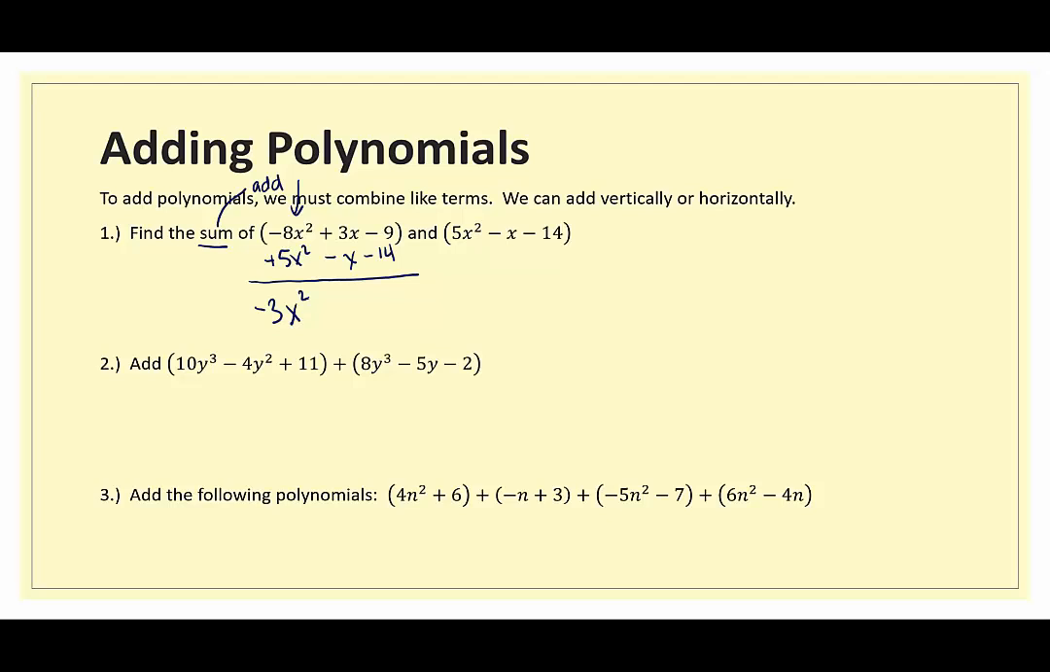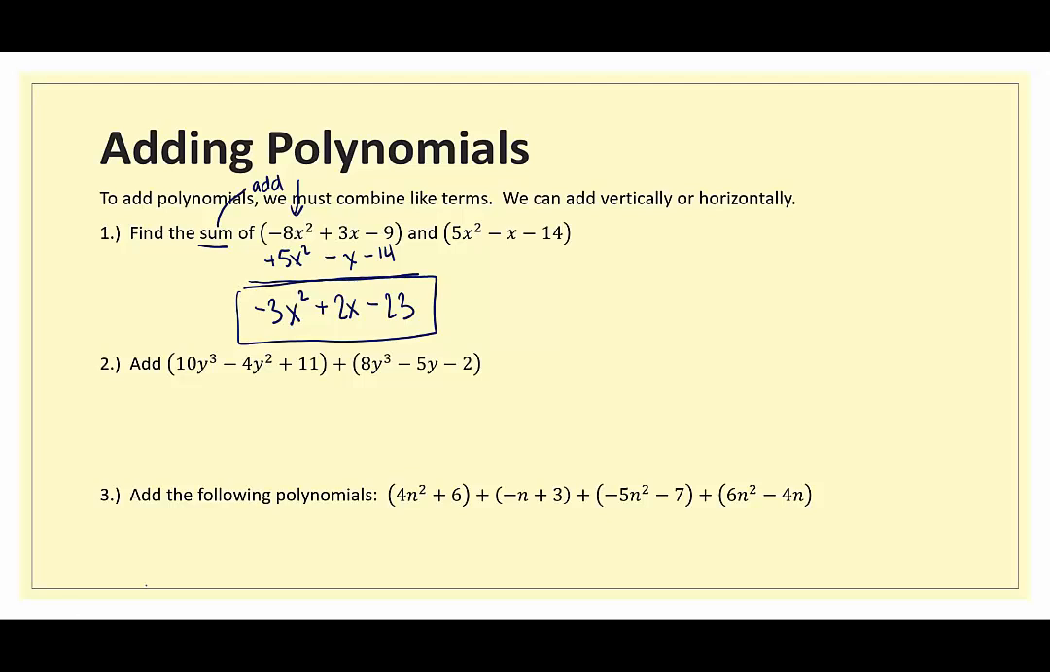There's that invisible factor of 1. I have 3, I'm taking away 1, that leaves me with positive 2x. And then lastly, I have minus 9 and minus 14. My constants are both negative. We're going to combine them and keep that negative sign. 9 and 14 make 23. And this would be our sum, which also ends up being a trinomial. How lovely. So far, so good.